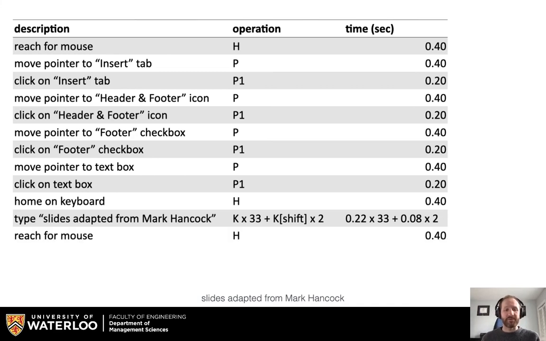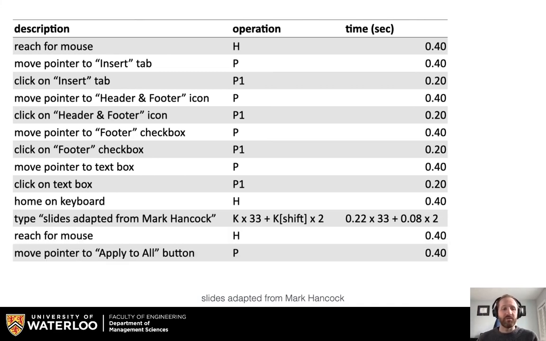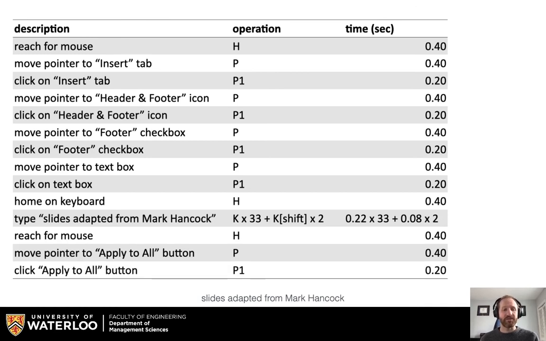And finally, you reach for the mouse, so another homing operation, and you move the pointer to the Apply to All button and then you click Apply to All, which is another P1 operation. So you've got an estimate for each of the different steps at the keyboard level. And when you add up all these time estimates, your total is 11.62 seconds.